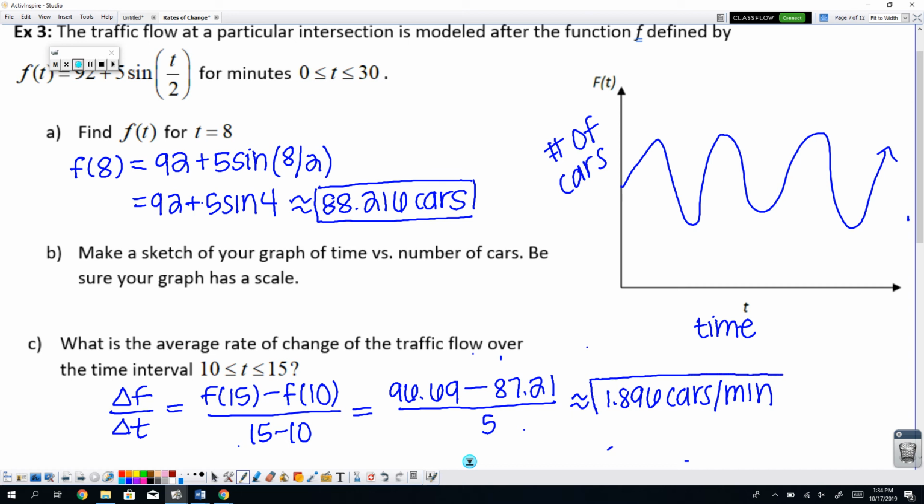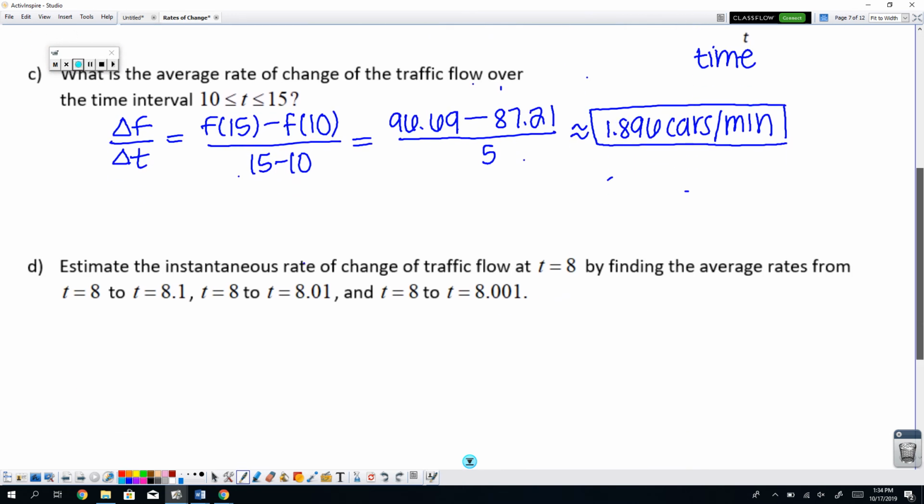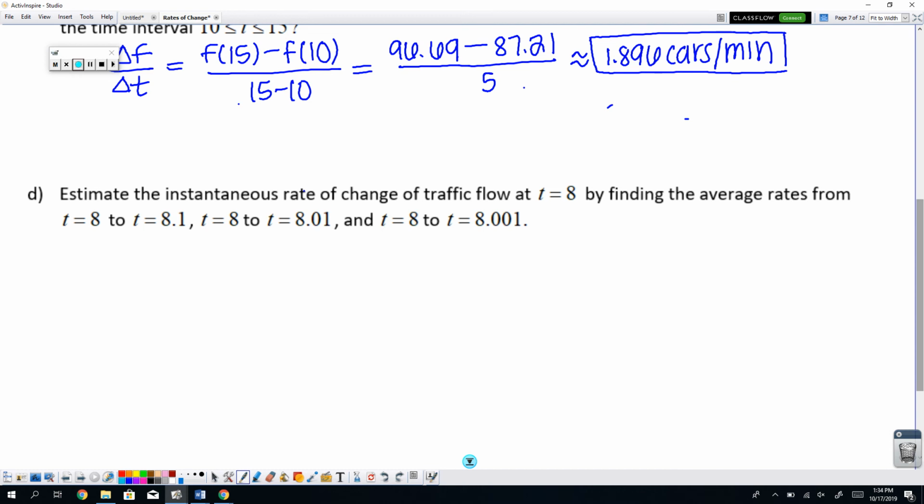And as long as you're close to there, any rounding errors, as long as you're within like a thousandth, so if it was 1.897, 1.898, then you're fine. Okay? Now it's asking you to estimate the instantaneous rate of change of traffic flow at t equals 8 by finding the average rates from 8 to 8.1, 8 to 8.01, 8 to 8.001.